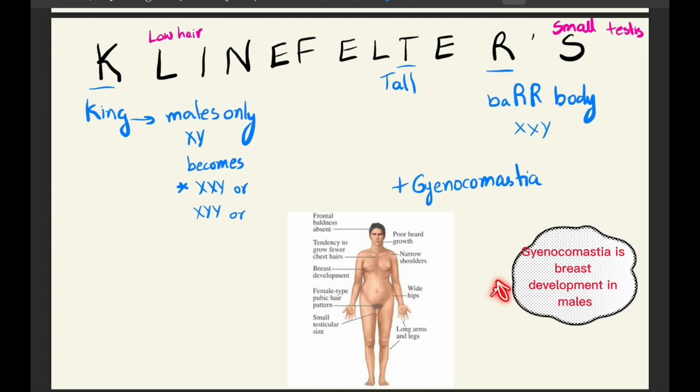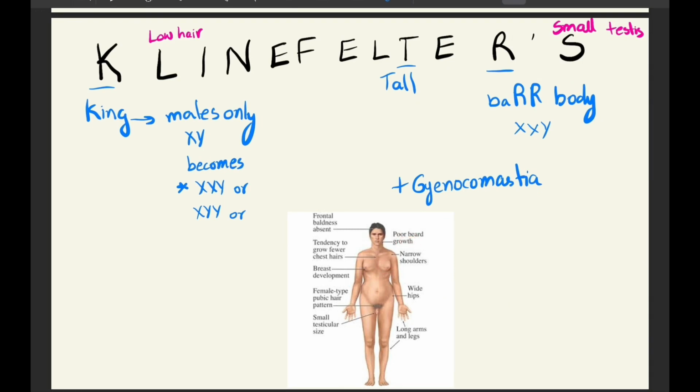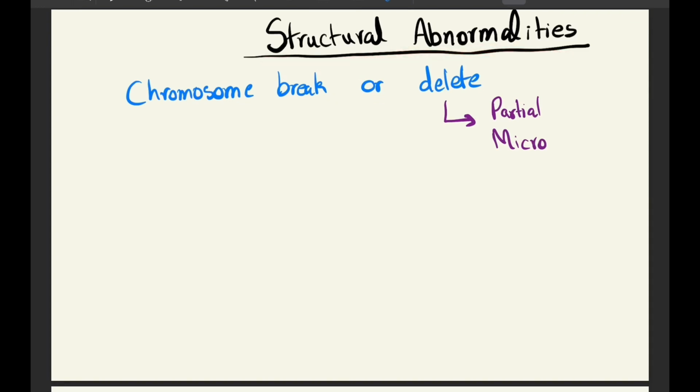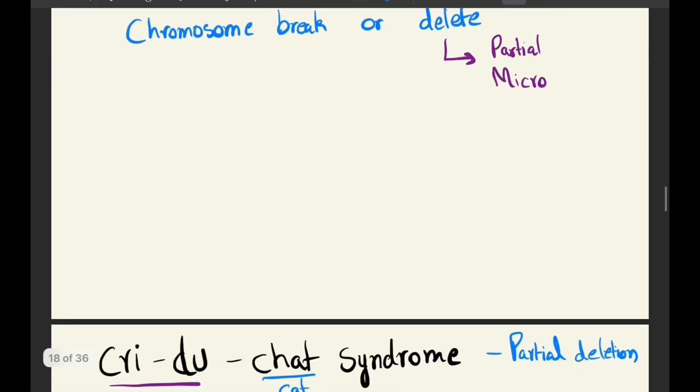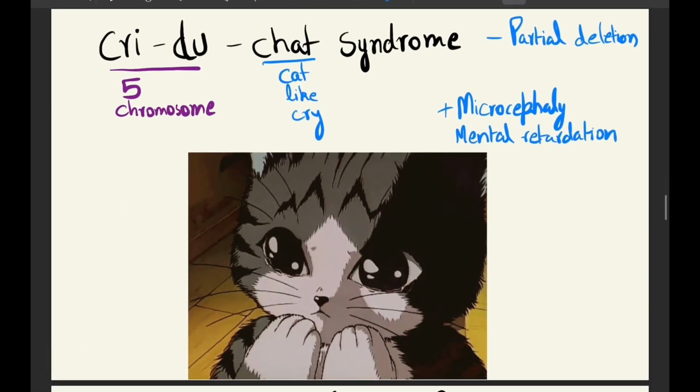So here is the picture of Klinefelter. You can see there is tall stature with developed breast, and there is poor bone growth and very low hair on the body. Then we'll talk about structural abnormalities, and in this chromosomes break or delete. There can be partial or microdeletions. First we have Cri-du-chat syndrome, and this is partial deletion. So Cri-du has 5 letters, so we have chromosome 5, and chat is cat-like cry. You can see the cat here, and there is microcephaly and mental retardation.